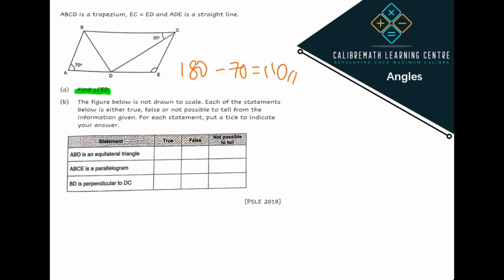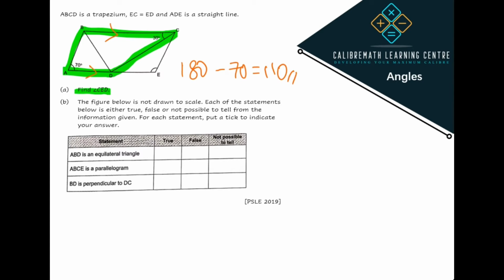Let's interpret the information that is given. It says that ABCD is a trapezium. Okay, let's highlight this. ABCD is a trapezium. So you should know that for a trapezium, there is one pair of parallel lines, and the pair of parallel lines is over here, BC and AD. It's very obvious from the diagram that AB and CD are not parallel to each other, so that pair of parallel lines must be referring to BC and AD.